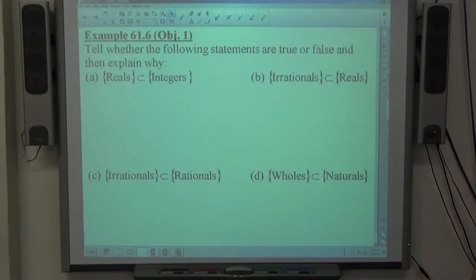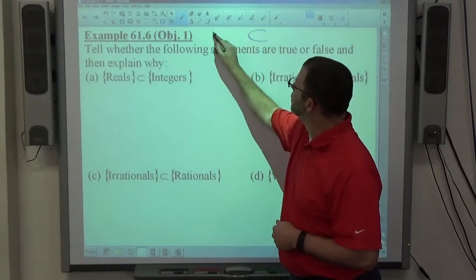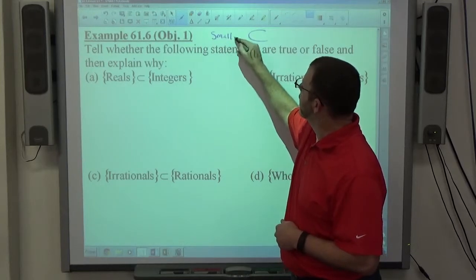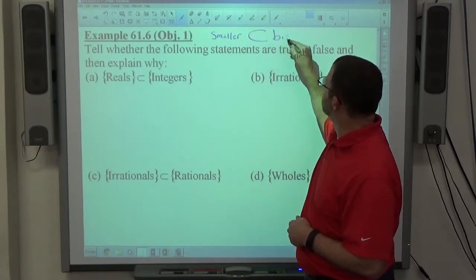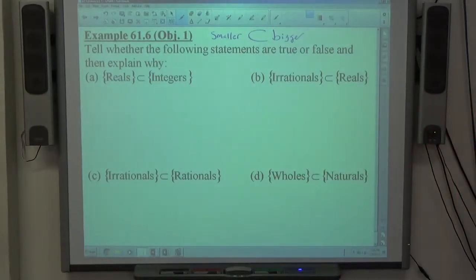Okay, so for example 6, tell whether each of the following statements is true or false and explain why. Again, with subsets, keep in mind that a subset is always a smaller set inside a bigger set. Smaller goes into bigger. So the left-hand set should be the smallest set, and the right-hand set should be the bigger set, right?